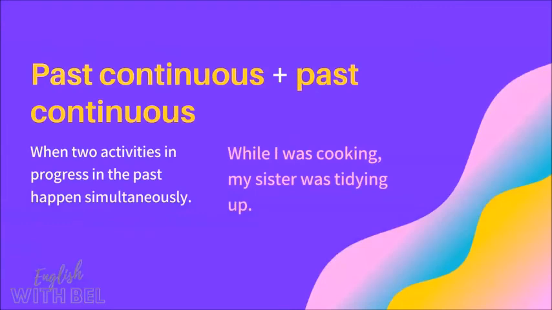You can also use the past continuous in both parts of the sentence. This means that there are two activities in progress in the past which happen simultaneously, this is at the same time. For example, while I was cooking, my sister was tidying up. Remember that in this case, you will have to join the two clauses using while.